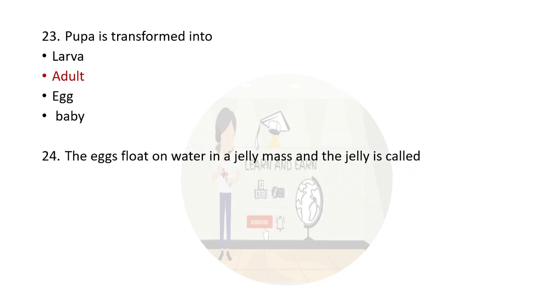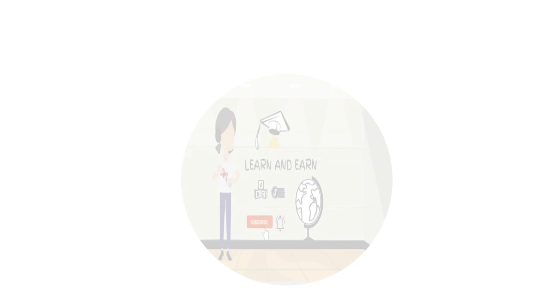Number 24, MCQ: The eggs float on water in a jelly mass and the jelly is called: option A, larva; option B, adult; option C, egg; option D, spawn. The right option is spawn. The eggs float on water in a jelly mass and the jelly is called spawn.